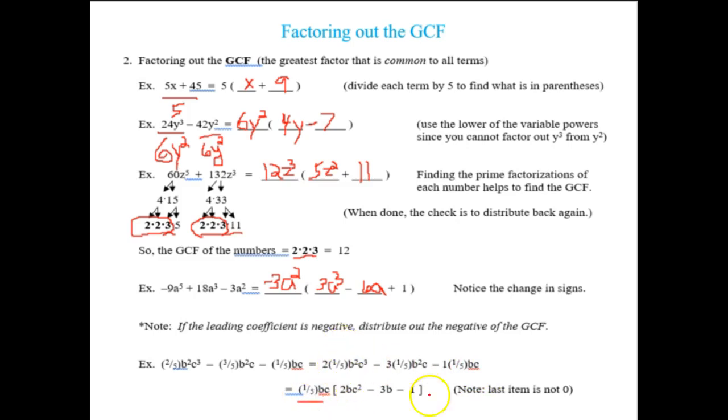And if you divide everything by that, because you're going to take out that 1/5, you just have 2bc squared minus 3b minus 1. So when you divide this last term by 1/5 bc, you end up with minus 1.